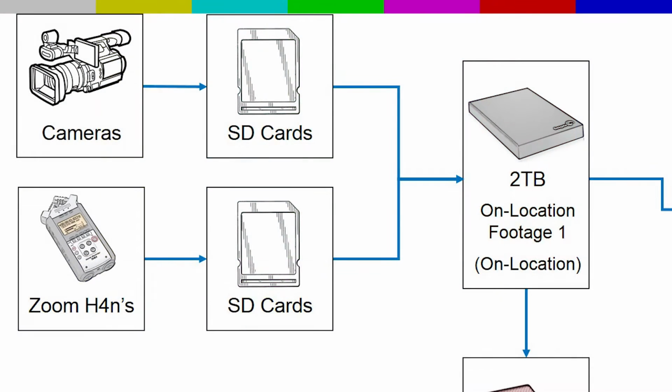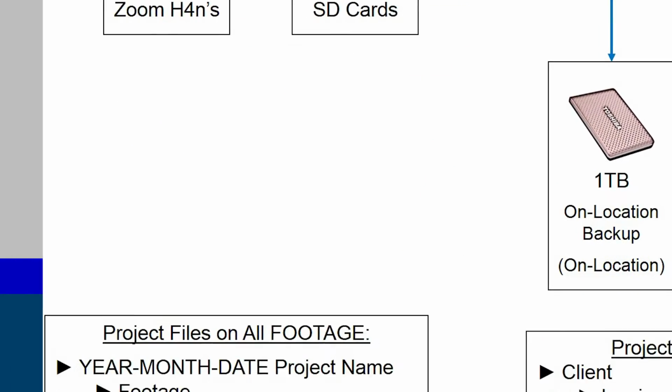The way we always set up things is, whenever we're on location, all of our cameras and all of our audio recorders record to SD cards, and then those SD cards get sent to a DIT station on set, on location with us, wherever we go, and then we copy it onto our computer. And what we do is all of our project files are the same way.